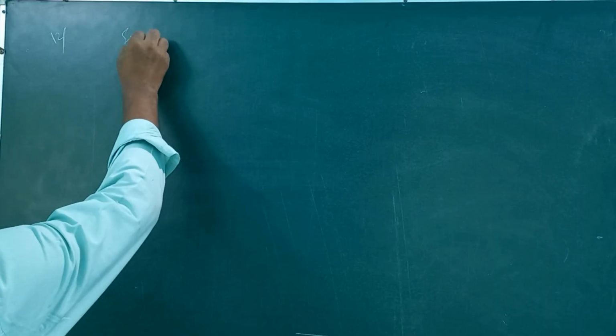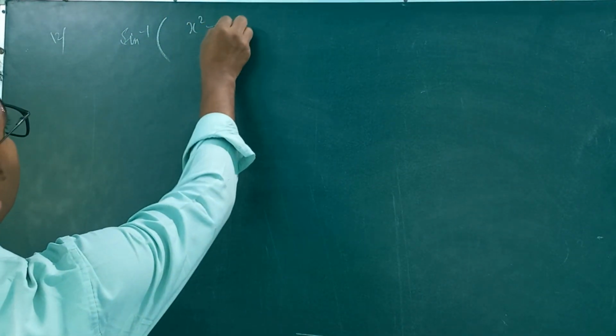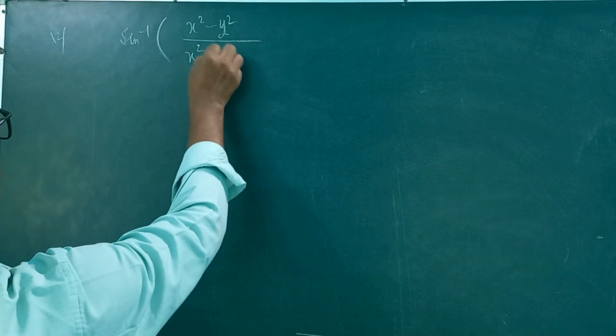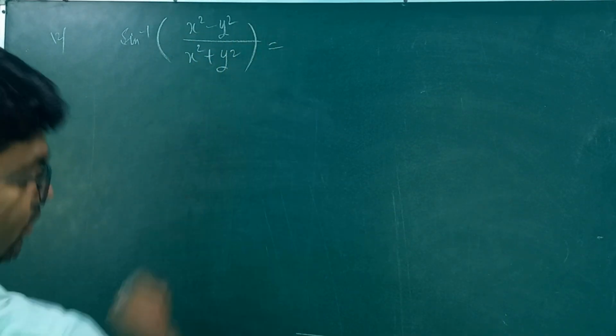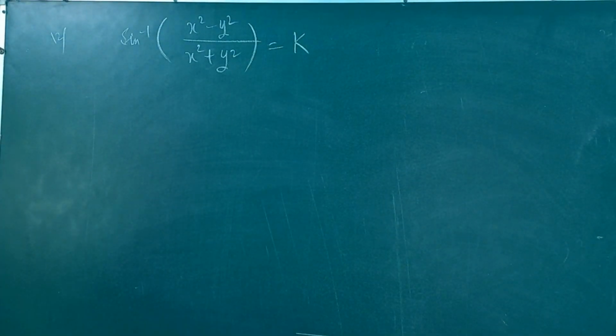Now see another problem: sin inverse of (x square minus y square) by (x square plus y square) equal to k. Sorry. Now how can we calculate its derivative?